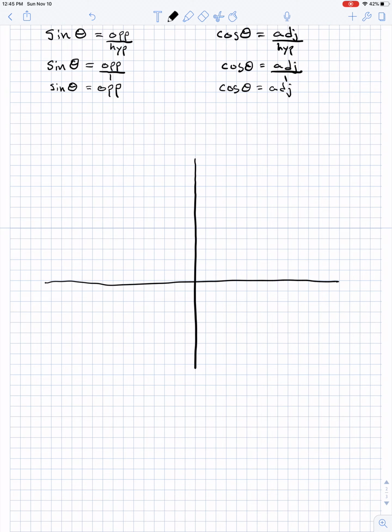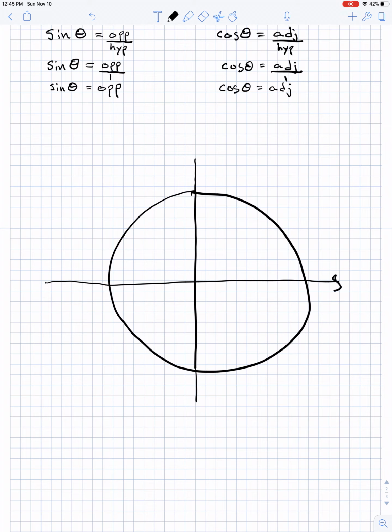How can we use this to solve a problem in pre-calc? A typical problem would ask, say, what's the sine and cosine of 150 degrees? And we're not going to use our calculator.